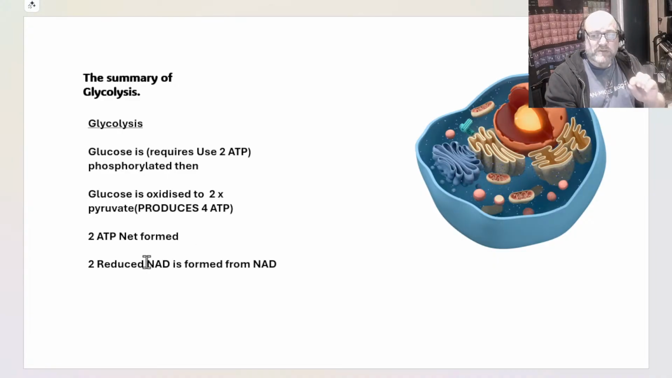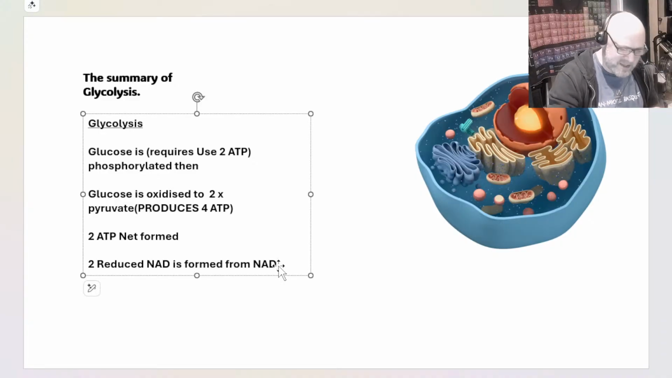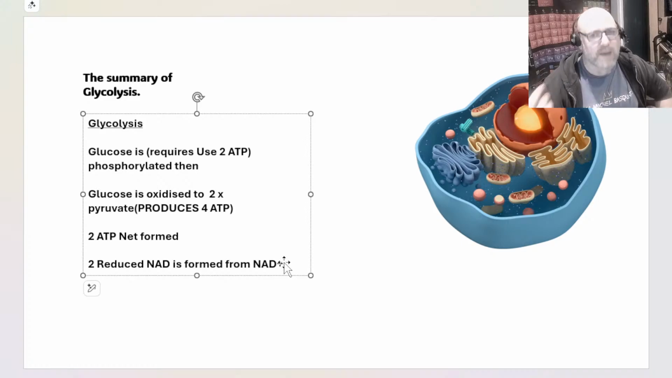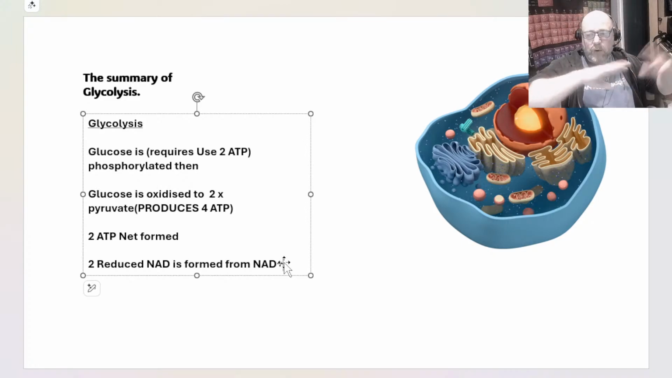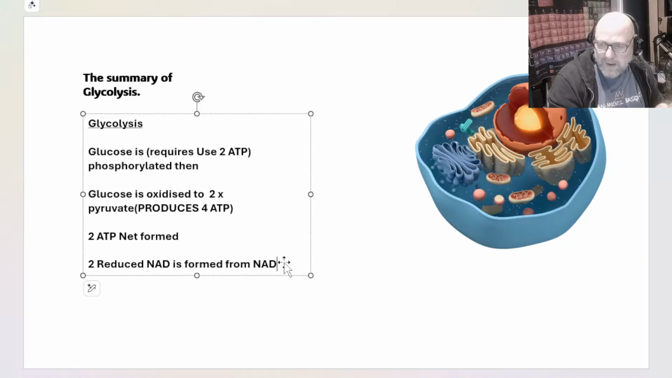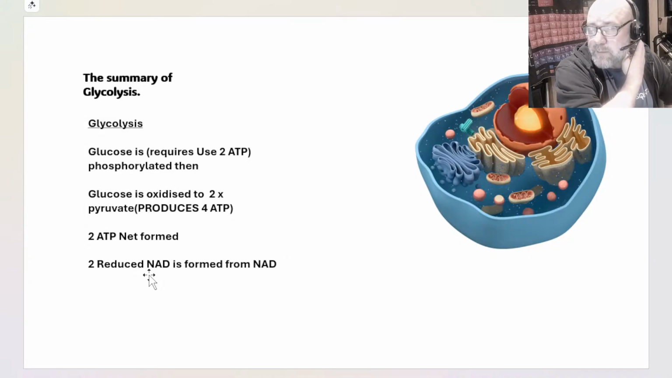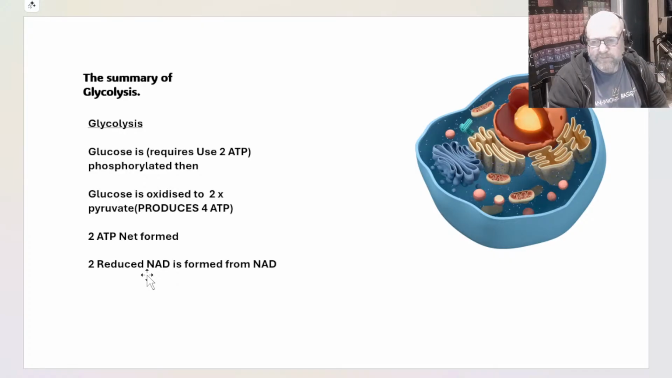Right, 2 reduced NAD is formed from NAD. Some people call this NAD plus. If you look online and in textbooks, you might see that as NAD plus, but you don't have to call it that. People like to put a plus by it because it's going to pick up an electron and then it won't be plus anymore. But at A level, we tend to just call it NAD or reduced NAD. Some examples call it NADH, which is the reduced form.